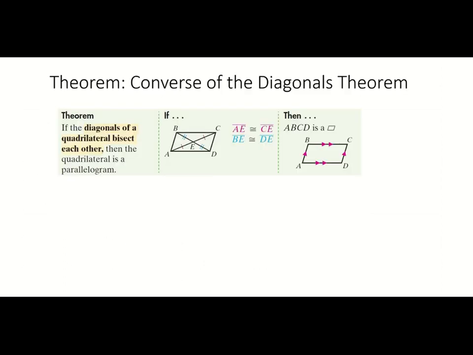So now we have the converse of the diagonals theorem, and this just says if the diagonals of a quadrilateral bisect each other, then the quadrilateral is a parallelogram. So if they bisect each other, then I know the quadrilateral is a parallelogram.